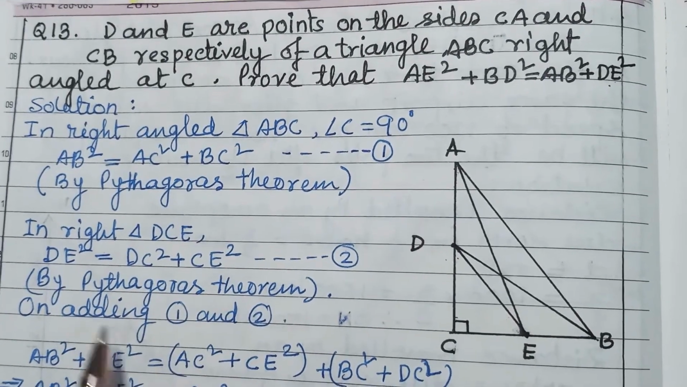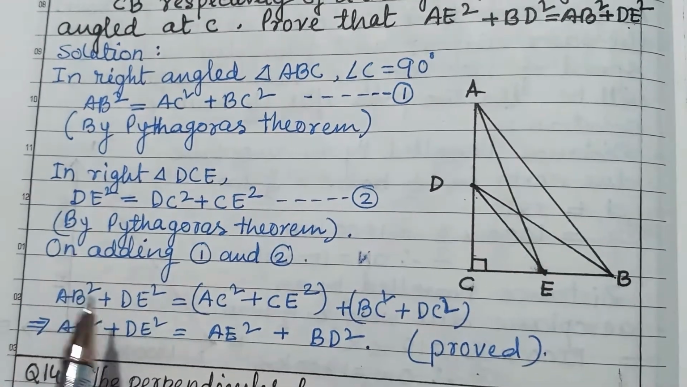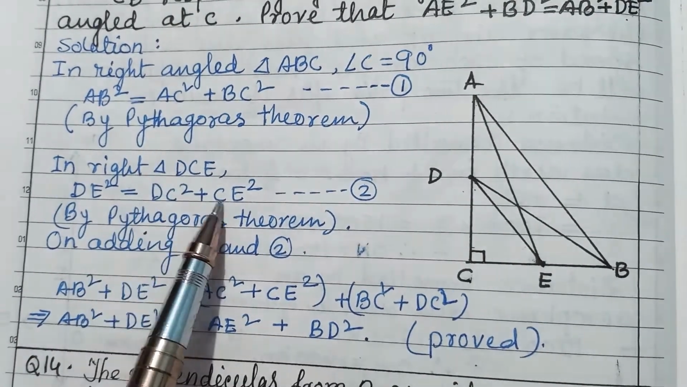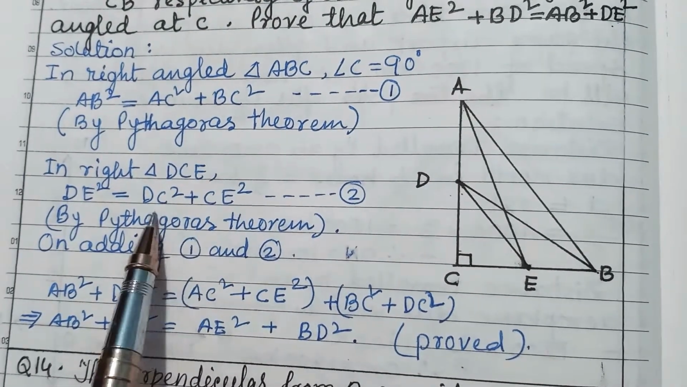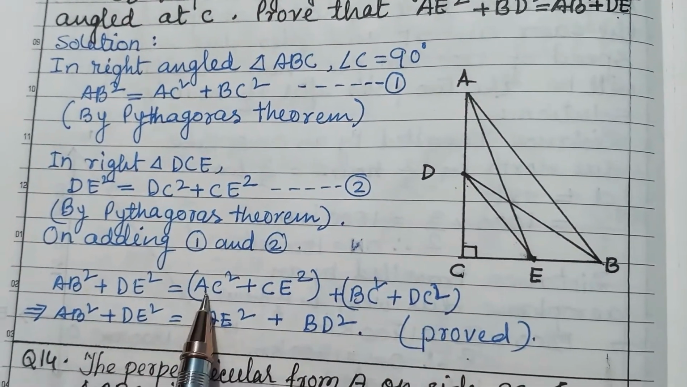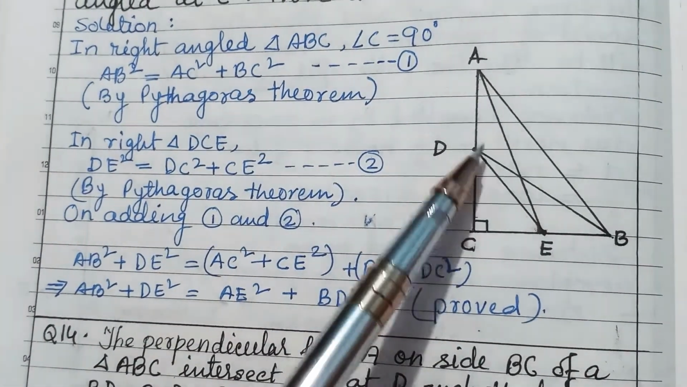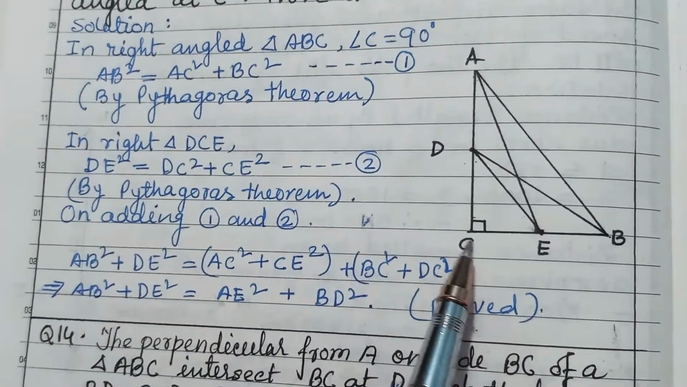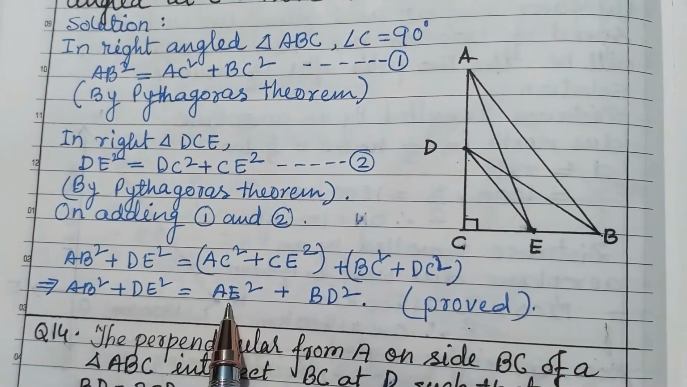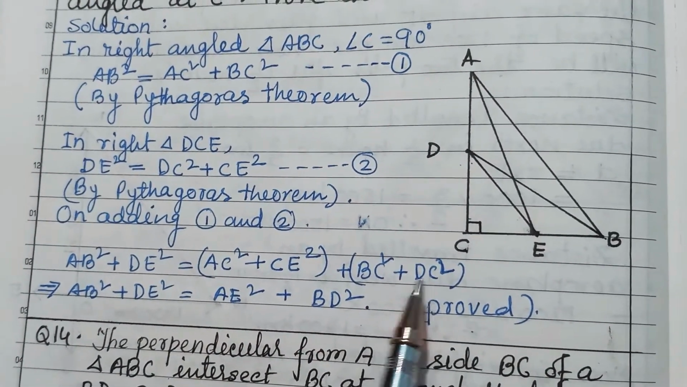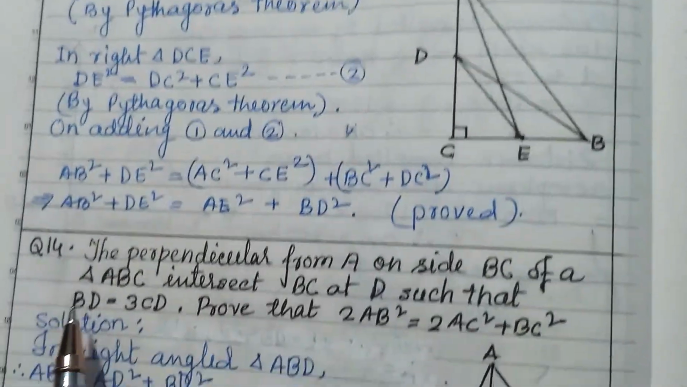So by adding these two, AB square plus DE square is equal to AC square plus EC square plus BC square plus DC square. AC square plus EC square is equal to AE square, this means this hypotenuse. And BC square plus DC square is equal to BD square. That is proved.